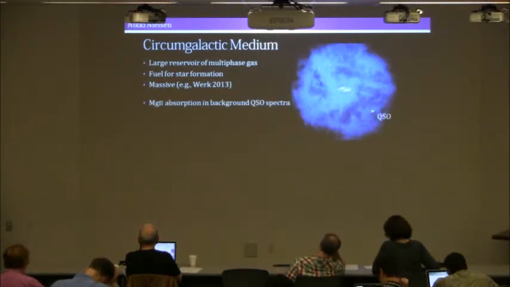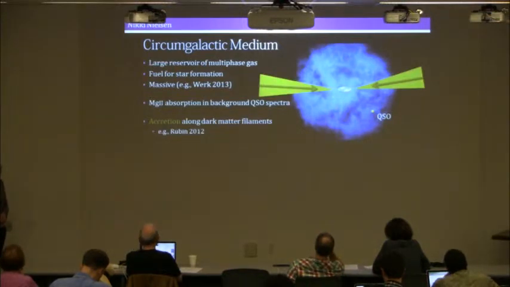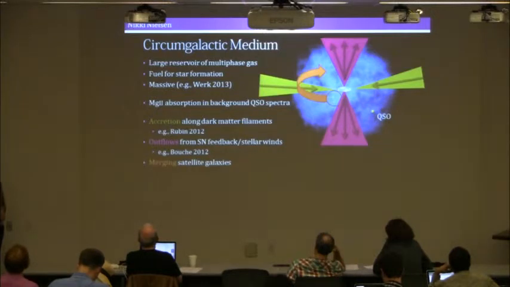To study the CGM, I used the quasar absorption line experiment, and I focused on the magnesium-2 absorption doublets. There's been a lot of work done with magnesium-2 over the last several decades. We know that magnesium-2 is thought to be associated with accretion along dark matter filaments into the galaxy. It's also thought to be associated with outflowing material from the galaxy due to star formation or supernova feedback. And it's also possible that it's associated with satellite galaxies that are merging with the host halo.